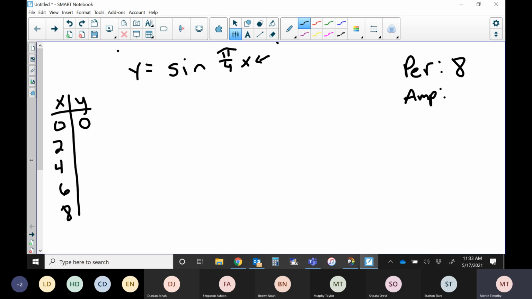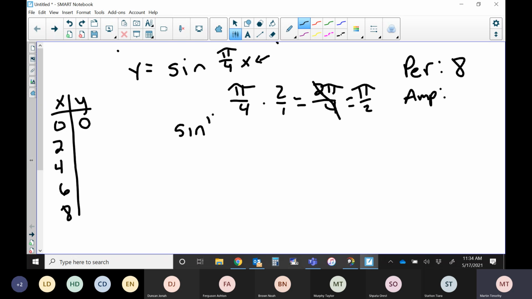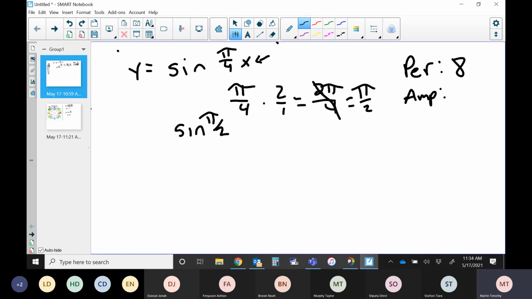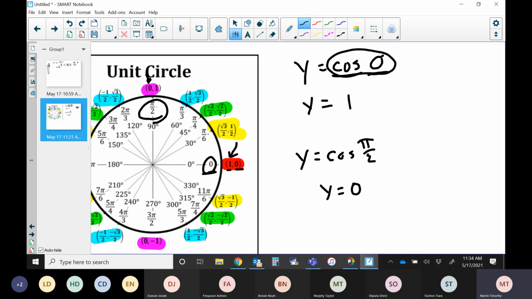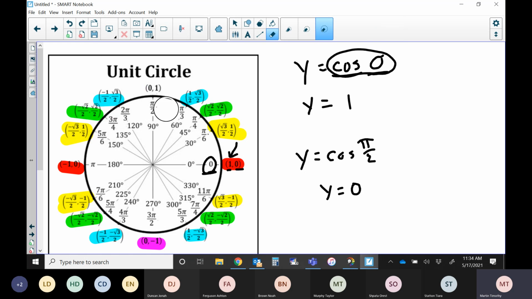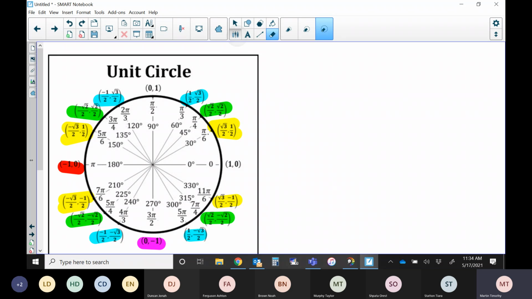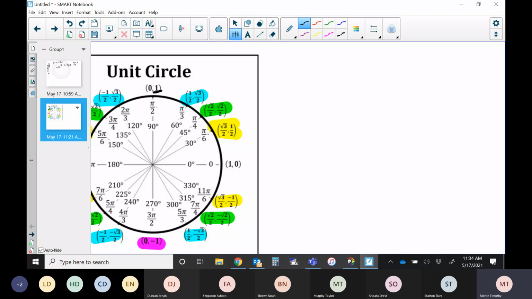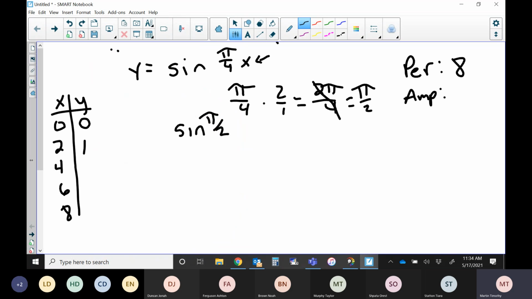What if I put a 2 in here? Okay, what does that mean? That means that this is going to be pi over 4 times 2, right? We know how to multiply fractions. This is 2 pi over 4. Reduce these. It turns into pi over 2. So now I'm looking for the sine of pi over 2. Well, sine is the y. So for this one, the sine of pi over 2 is 1. So my output for that would be 1.